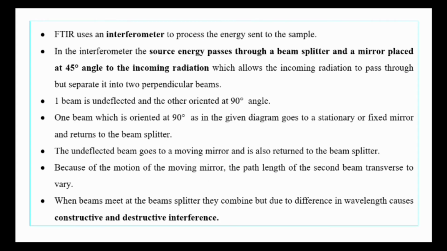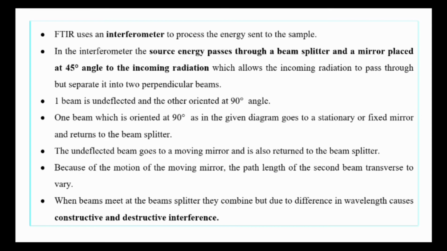FTIR uses an interferogram to process the energy sent to the sample. In the interferometer, the source energy passes through a beam splitter, a mirror placed at a 45-degree angle to the incoming radiation, which allows the incoming radiation to pass through but also separates it into two perpendicular beams. One beam is undeflected and the other is oriented at a 90-degree angle.